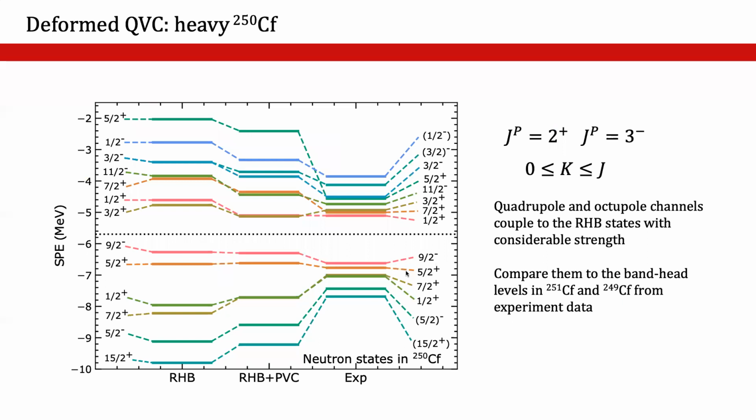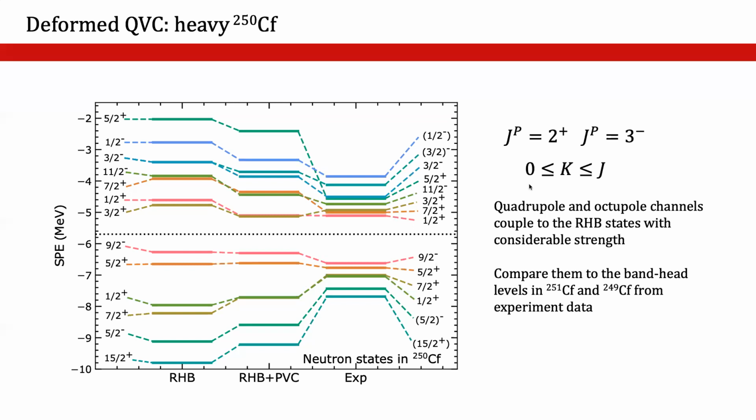This figure shows our calculation result for neutron states of californium-251. To compare with experimental data, in the spherical case, we only show the dominant fragment. Our self-consistent calculation shows the deformation of californium-251 is beta 2 equals 0.29. Again, we considered the quadrupole and the octupole vibrations.